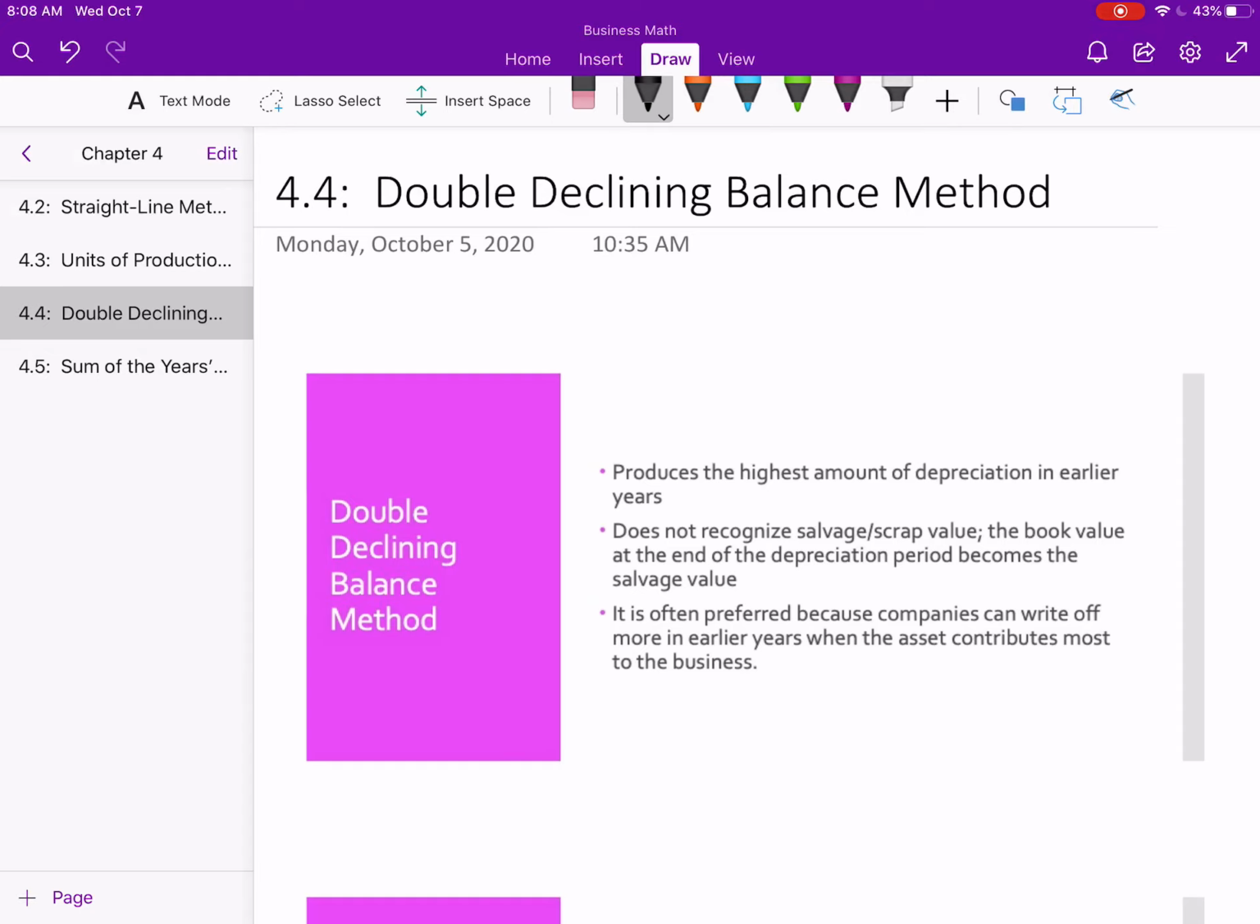It does not recognize salvage or scrap value. The book value at the end of the depreciation period becomes the salvage value. It's often preferred because companies can write off more in the earlier years when the asset contributes the most to the business.